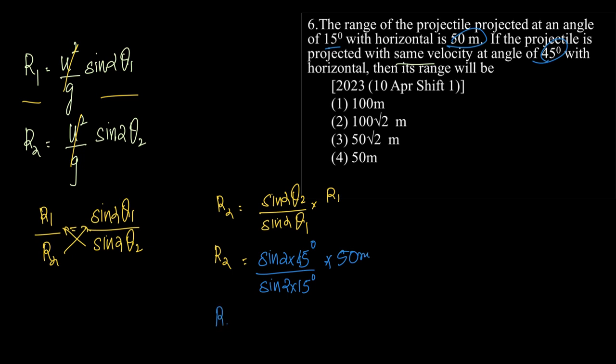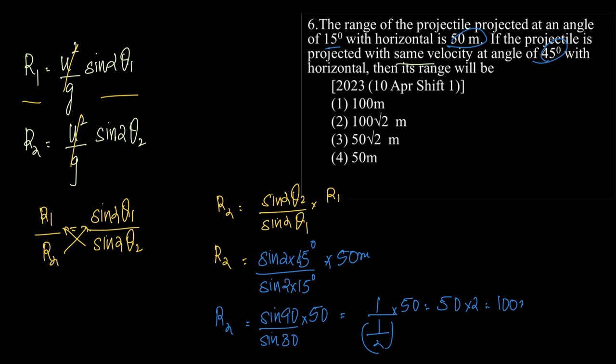So we have got R2 is equal to sine 90 by sine 30 into 50, which is equal to 1 by 1 by 2 into 50, which is equal to 50 into 2, or 100 meters, which gives us the correct option as option 1.